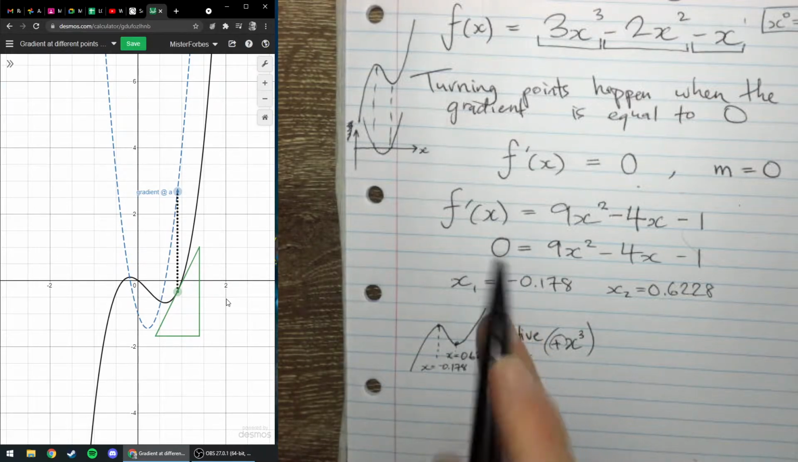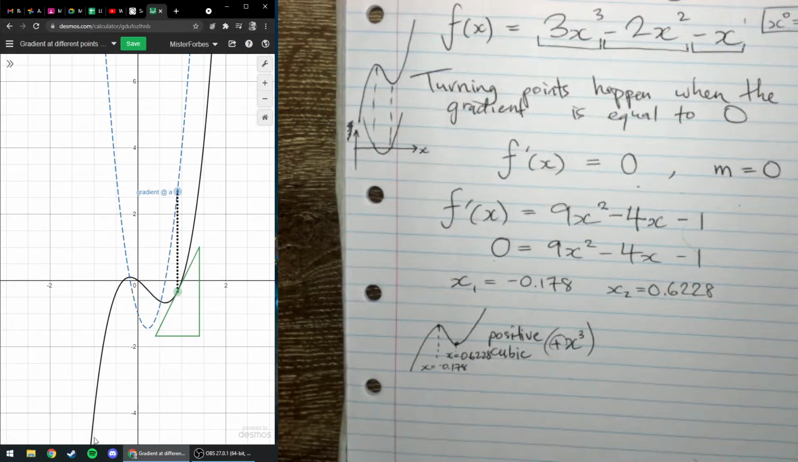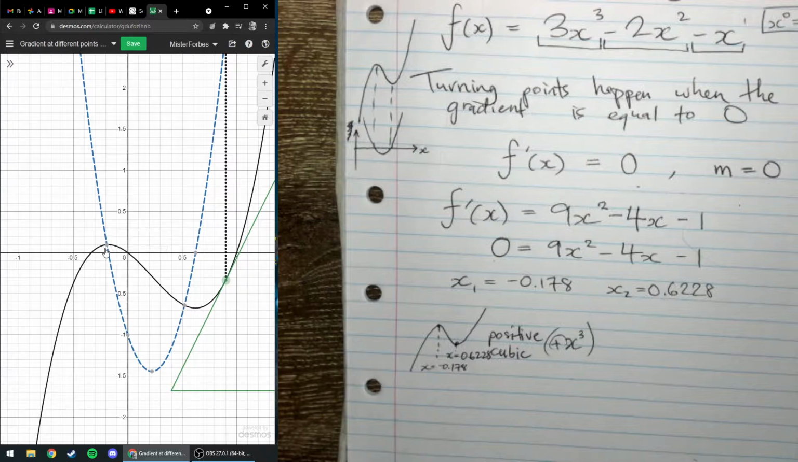So now we know where these two turning points are because we substituted in when our derivative function is outputting a zero. So we're asking over here on the question, when is this derivative, the blue dashed line, equal to zero? Because those points correspond to when the function is turning, when the function has a gradient of zero.